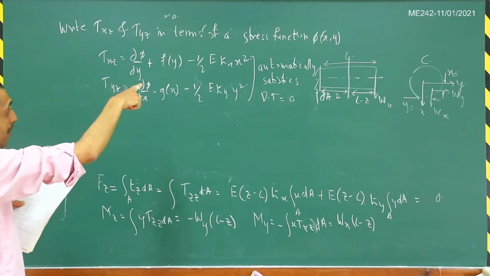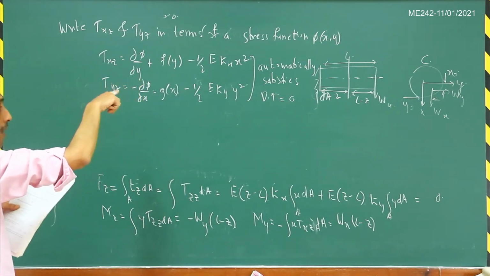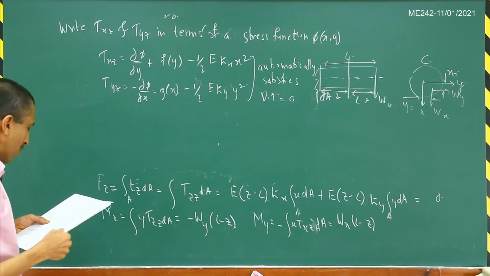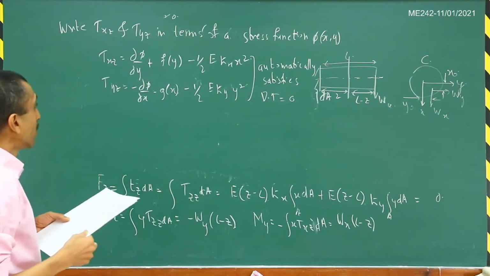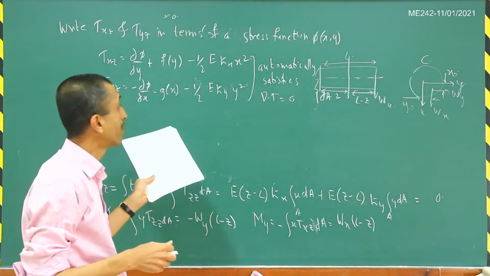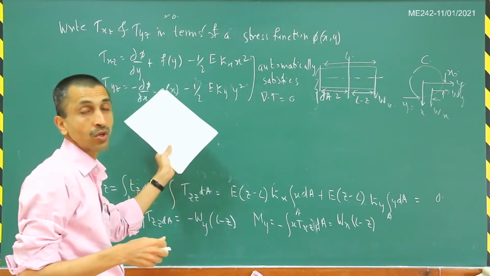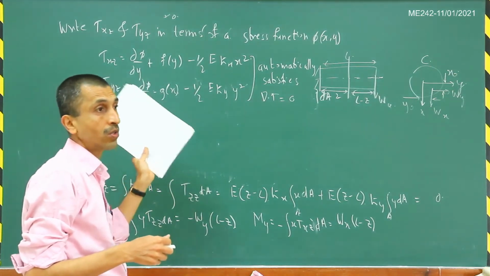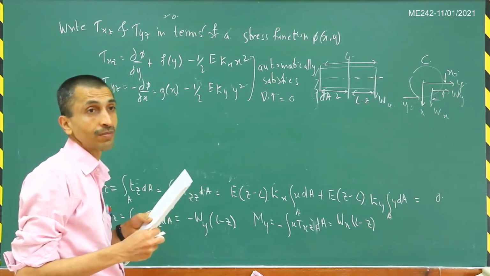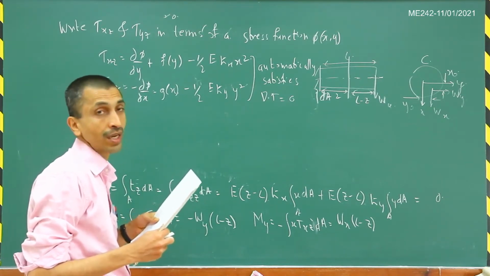So you will see that if you substitute these expressions for tau xz and tau yz in del dot tau equal to 0, they are automatically satisfied. Now the one thing that we have to ensure is compatibility, because we have guessed the stress field. So in order to ensure a single valued displacement field, we need to ensure compatibility, right?